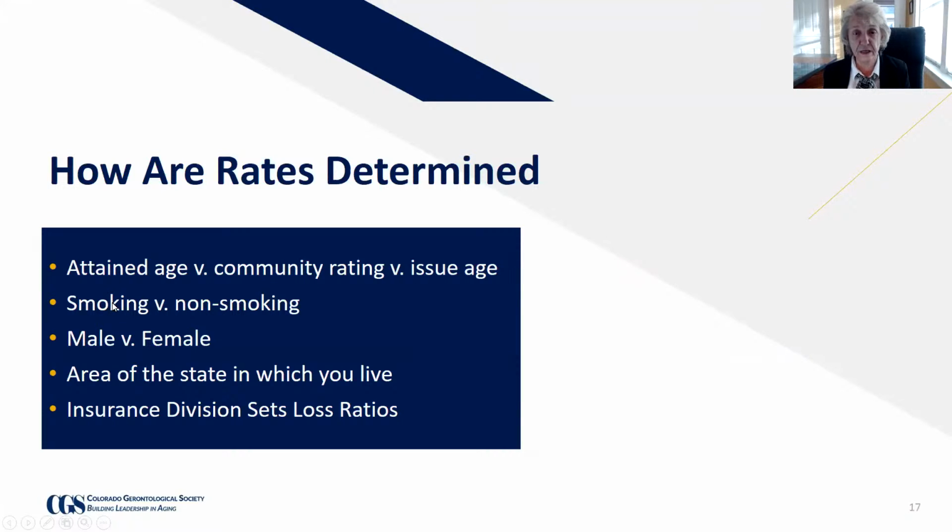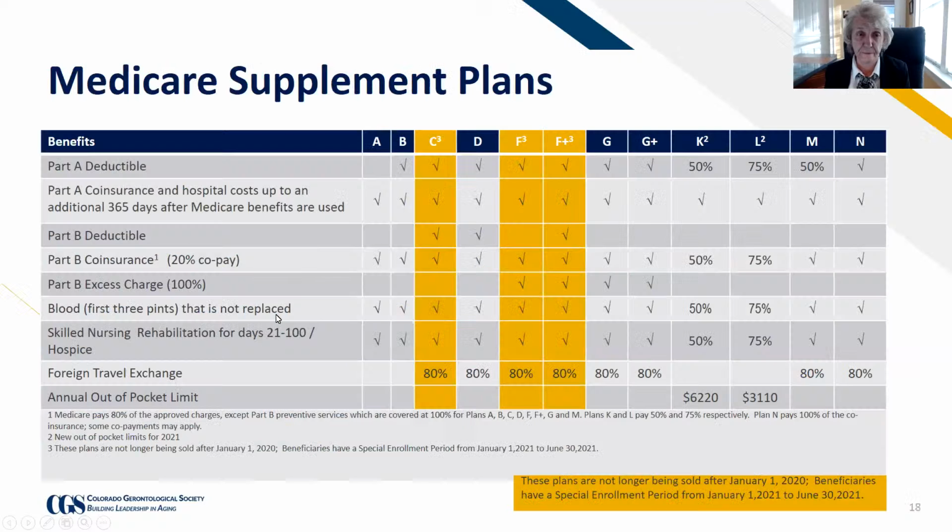They can also decide rates based on whether or not you're smoking or non-smoking, male or female, and where you live in the state. So different zip codes have different rates depending on where you live. The Colorado Division of Insurance basically sets loss ratios, and based on the loss ratio of a particular company, that is how their rate is then determined.